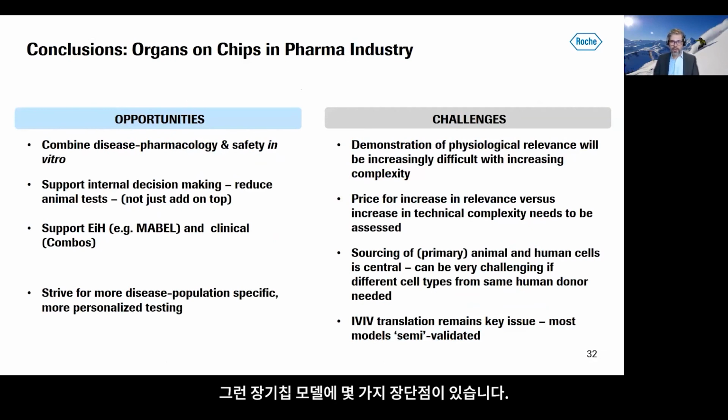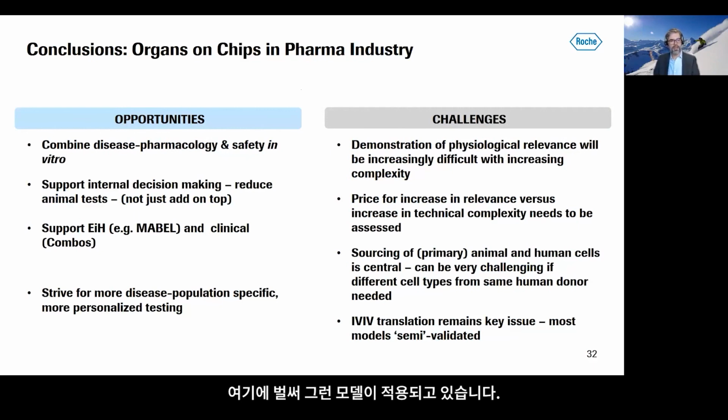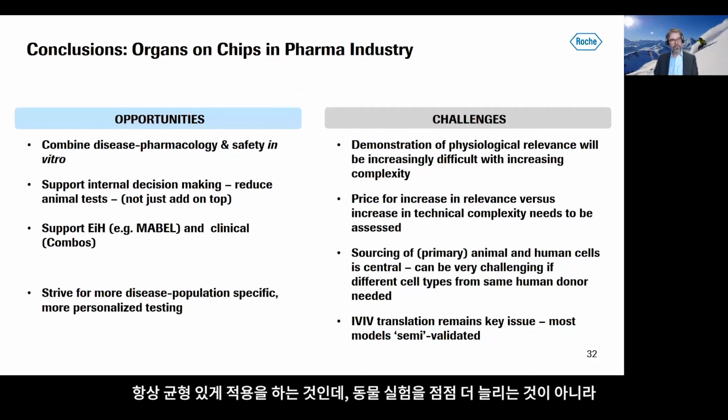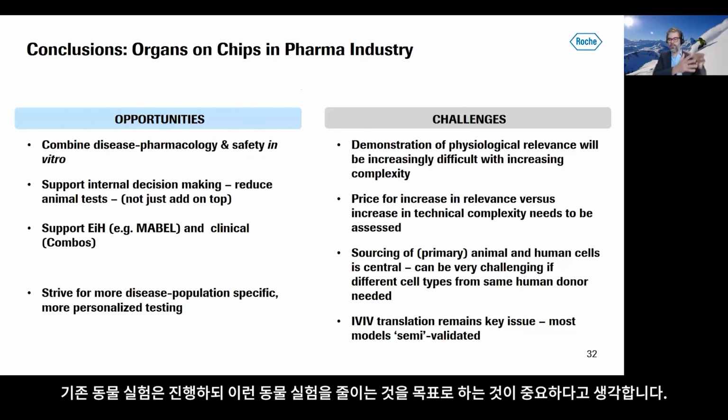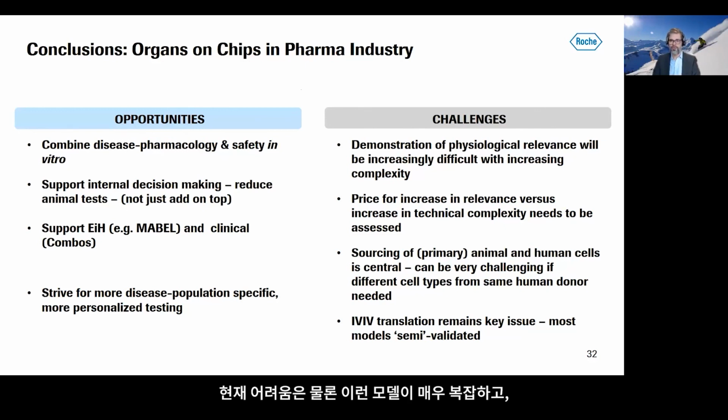There's a couple of pros and cons around those organ chip models. So I talked a lot about the opportunities like combining pharmacology and safety, internal decision making, where we already apply those models. I think it's important that we should always balance the application, that we really aim for reducing animal testing and not just add more tests and still do the normal animal testing. We think it can support entry into human and also clinical trials and personalized safety.